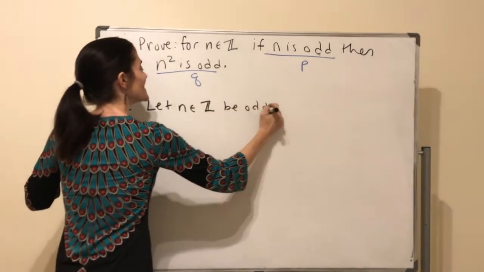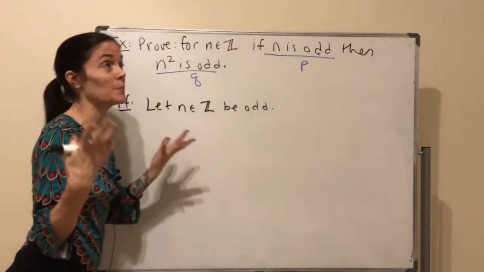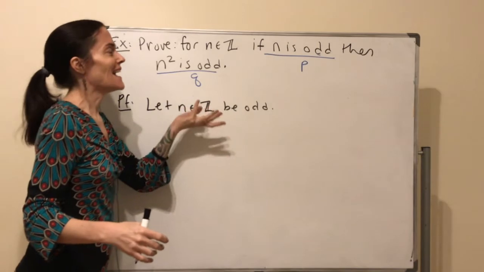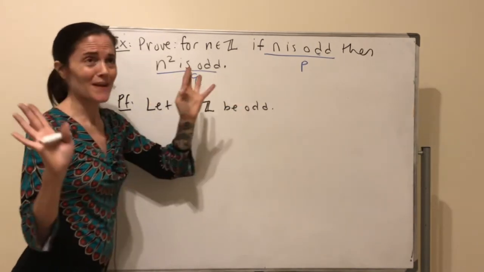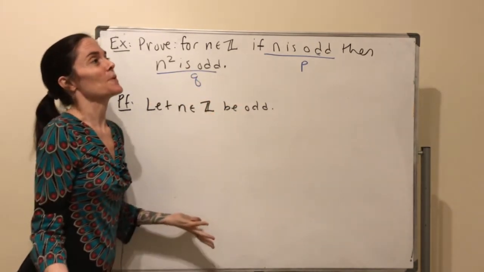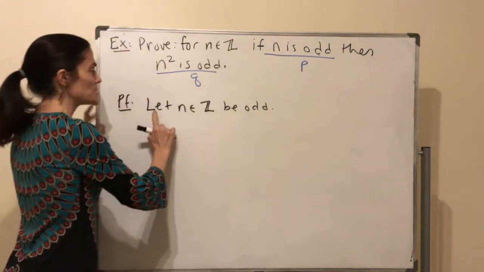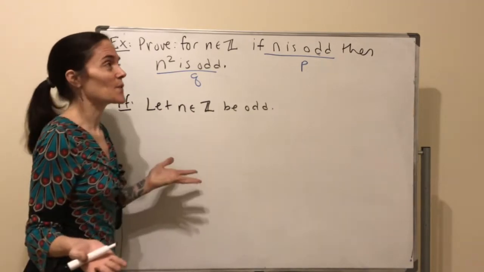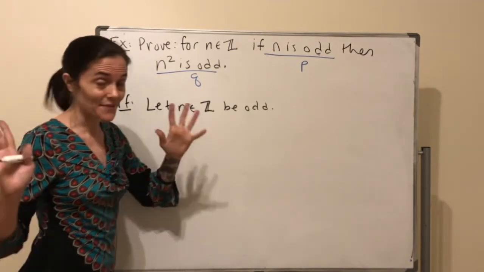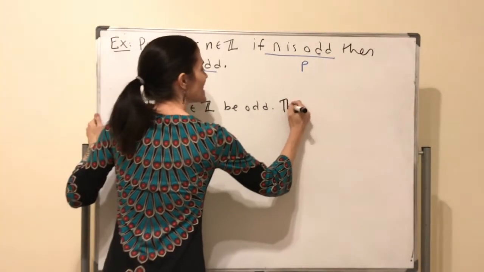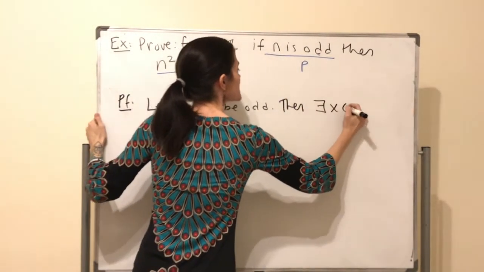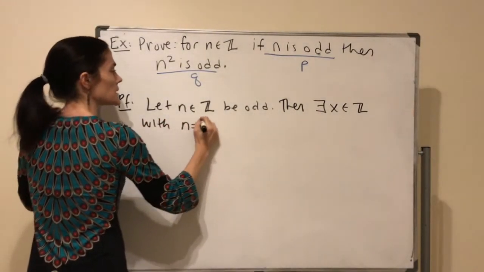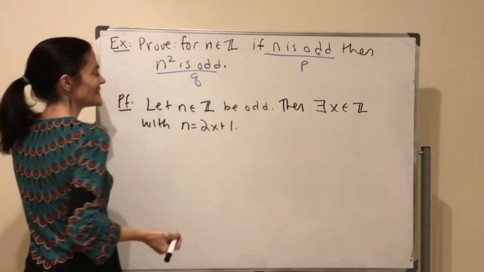Now, I work with just one, but it is arbitrary. You don't want to work with 3 and then say 3 is odd, 3 squared is odd. That's not a proof. That's an example. You need to work with an arbitrary odd integer. And so this would be using the definition of odd. Then there exists an x in Z with n equals 2x plus 1.